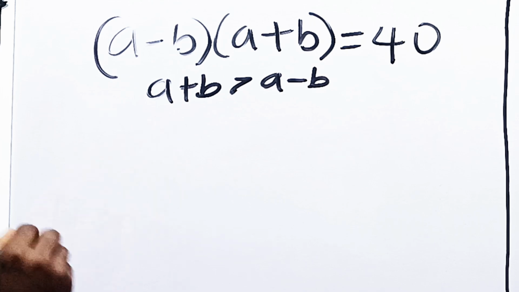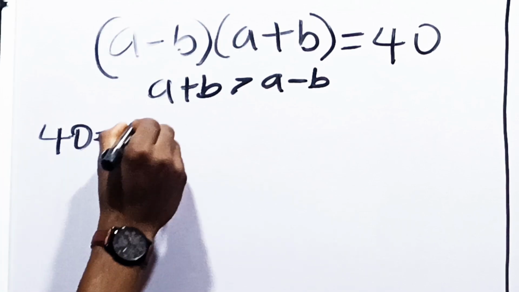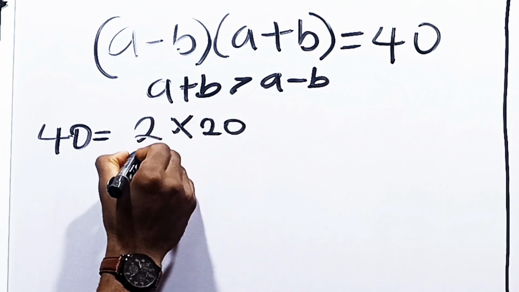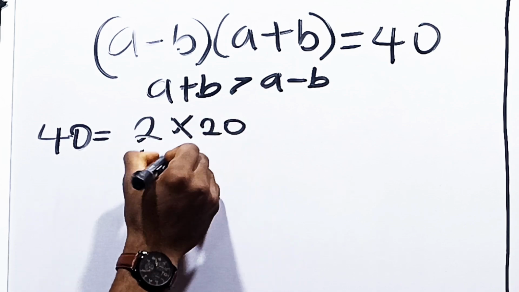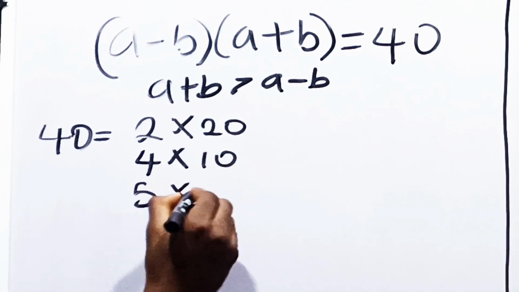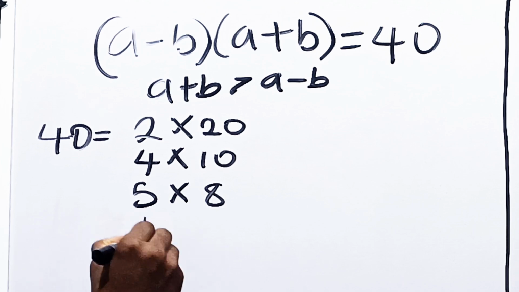Now let's find the multiples of 40. 40 is equal to, for the first one, 2 times 20. Secondly, we have 4 times 10. Thirdly, we have 5 times 8. Those are the last multiples. We also have 1 times 40.